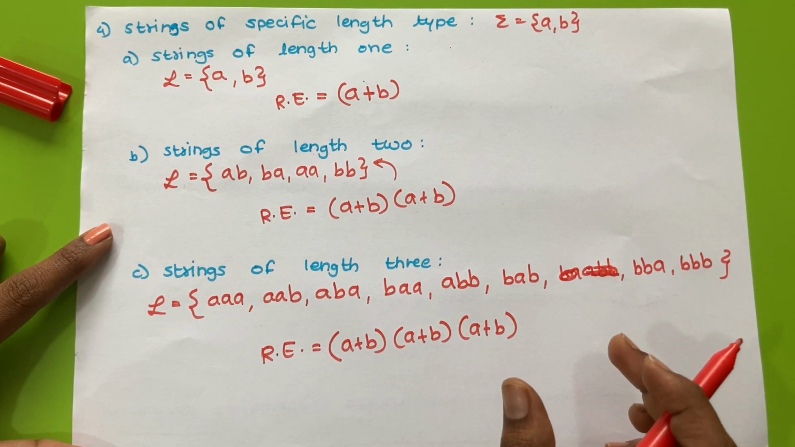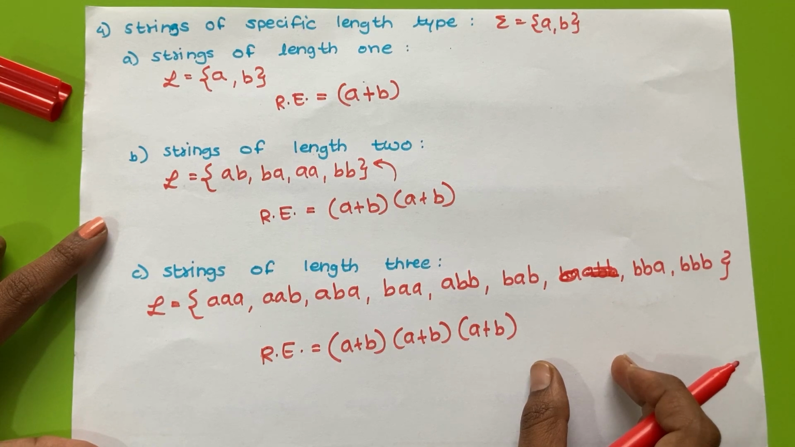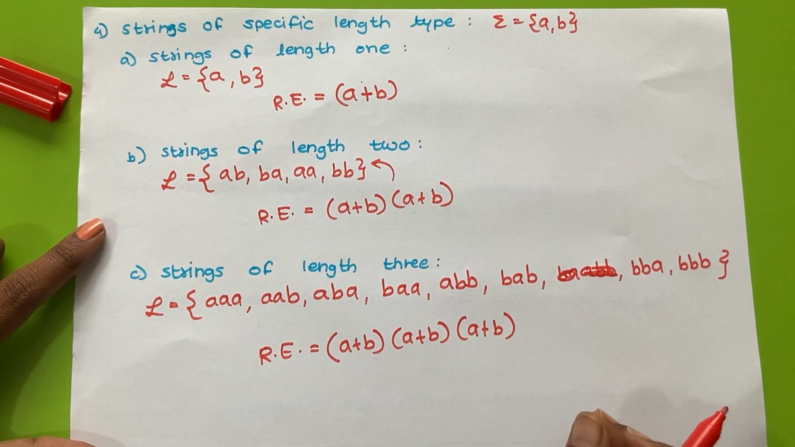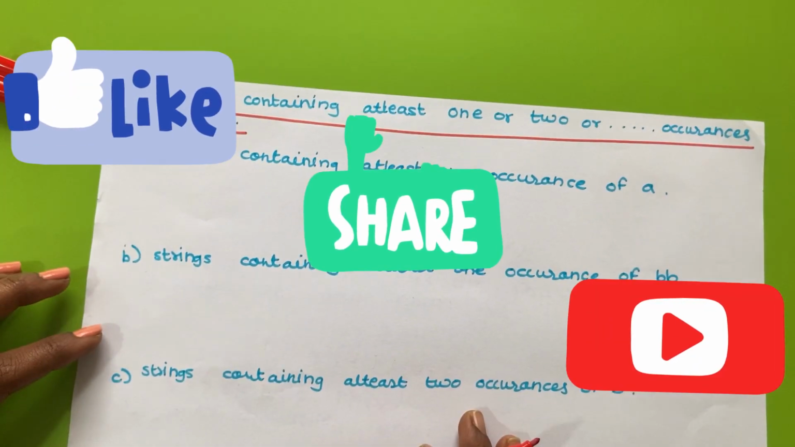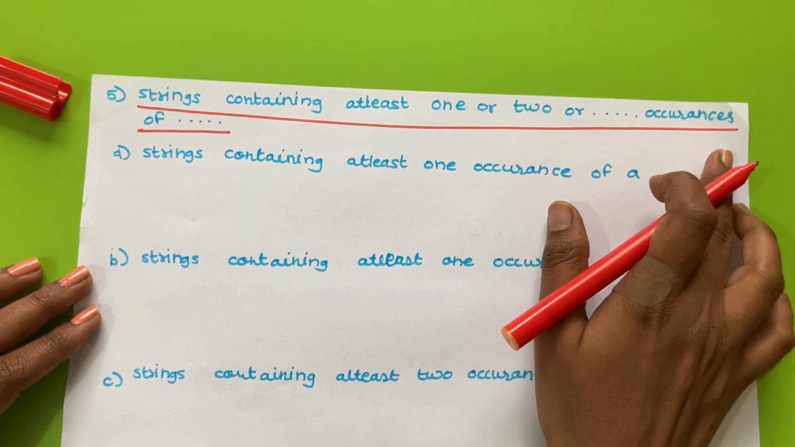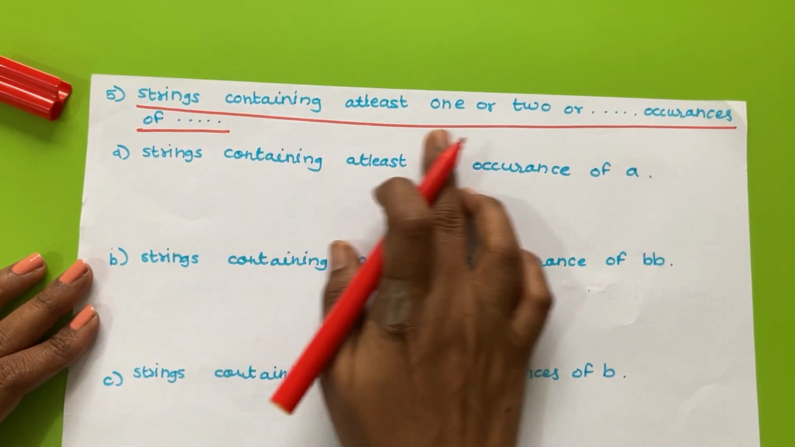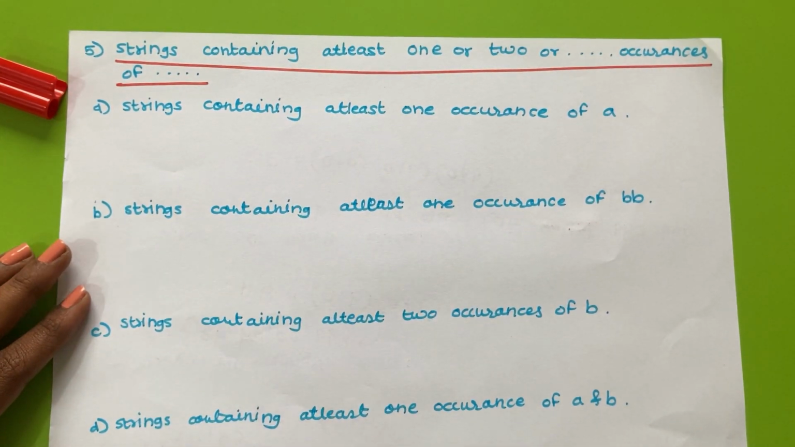Okay, if we want strings of fixed length, then that time the bracket should be added here. Now we'll see the next type of string: the strings containing at least 1 or 2 or so on occurrences of a symbol. If the condition is like this, then we can use these kinds of hints.